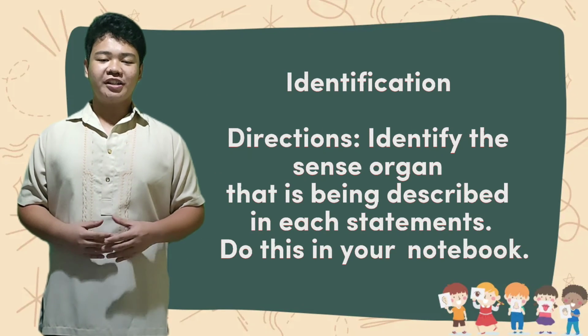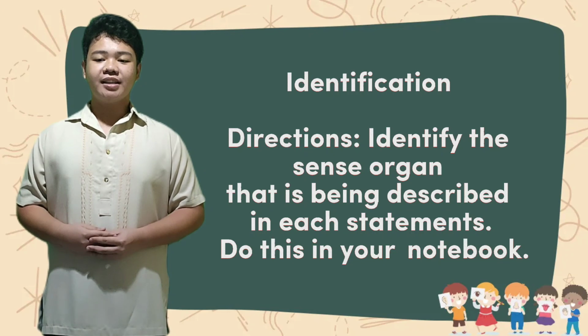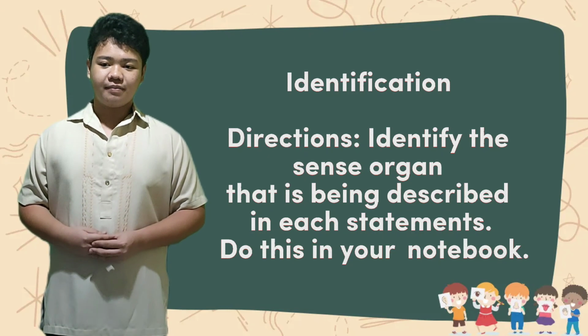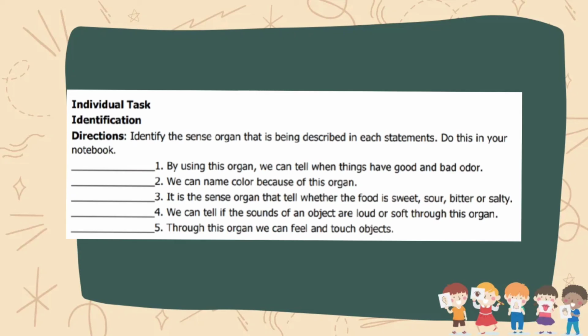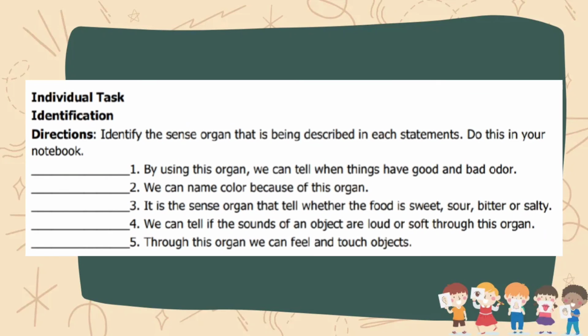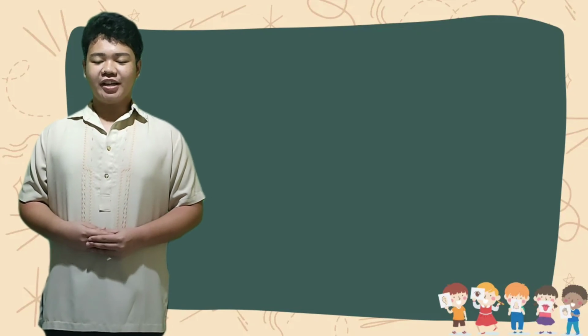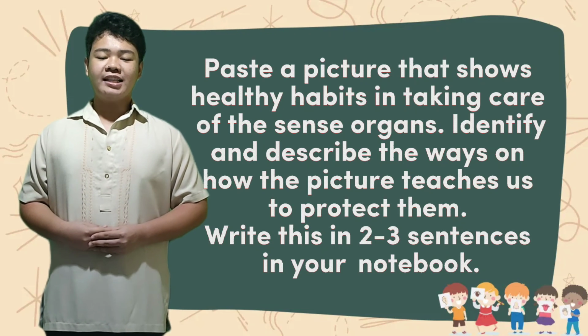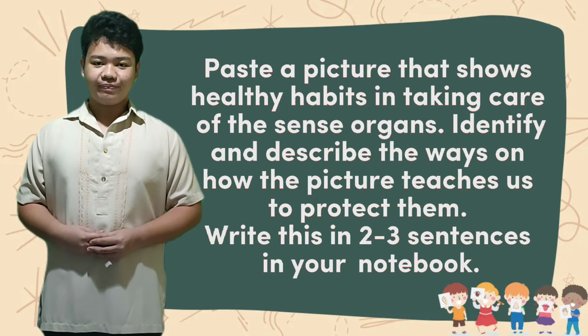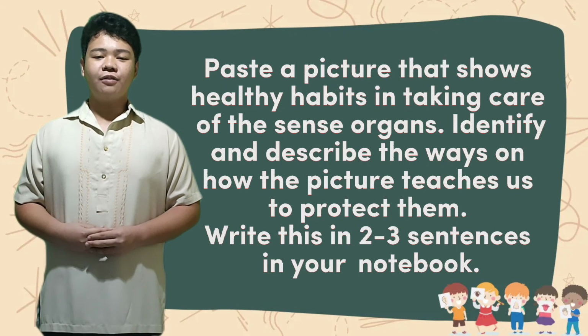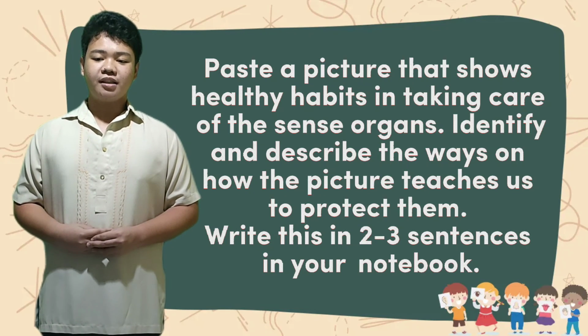So now for the individual task, identification. For the direction, identify the sense organ that is being described in each statement. Do this in your own notebook. And for our assignment, direction: paste a picture that shows a healthy habit in taking care of a sense organ. Identify and describe the ways the picture teaches us to protect them. Write this in 2 to 3 sentences in your notebook. Okay class, are we clear with the instructions? Okay, I hope you will do your best in doing our task.